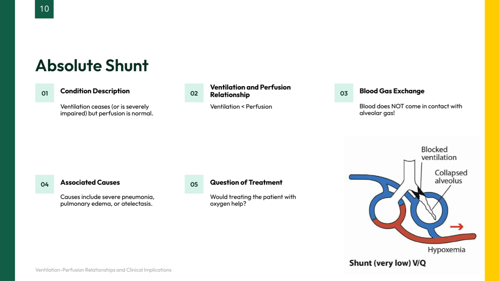This condition is often associated with serious lung issues like severe pneumonia, pulmonary edema, or atelectasis, all of which can block or collapse alveoli, preventing proper ventilation. Finally, the big question is whether treating this condition with supplemental oxygen would help. In absolute shunt cases, simply increasing oxygen levels often won't be enough because the blood isn't reaching ventilated alveoli to pick up that oxygen. So, understanding this helps guide effective treatment strategies.